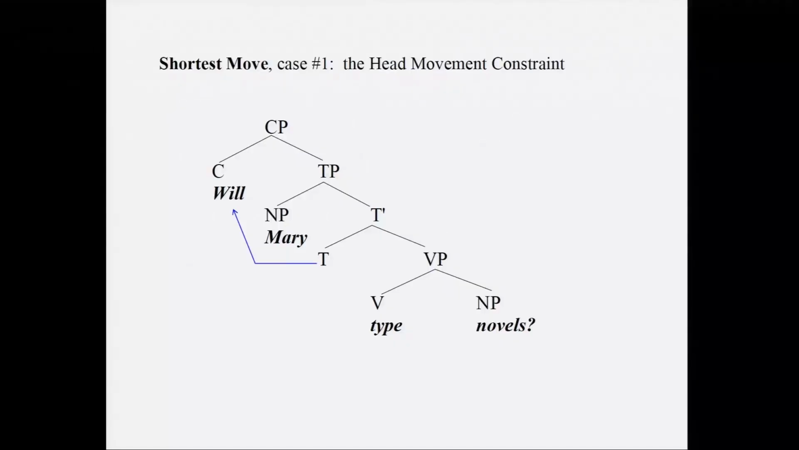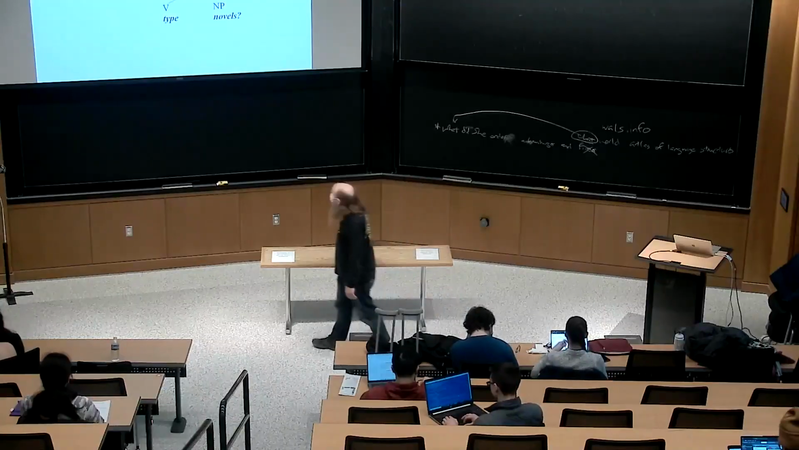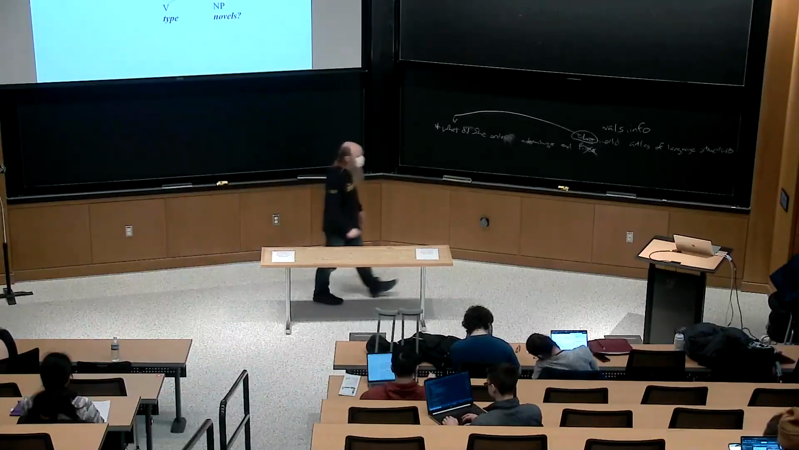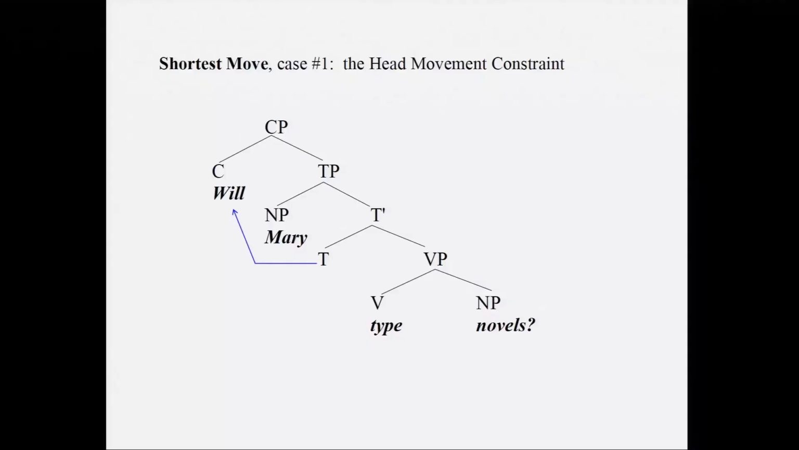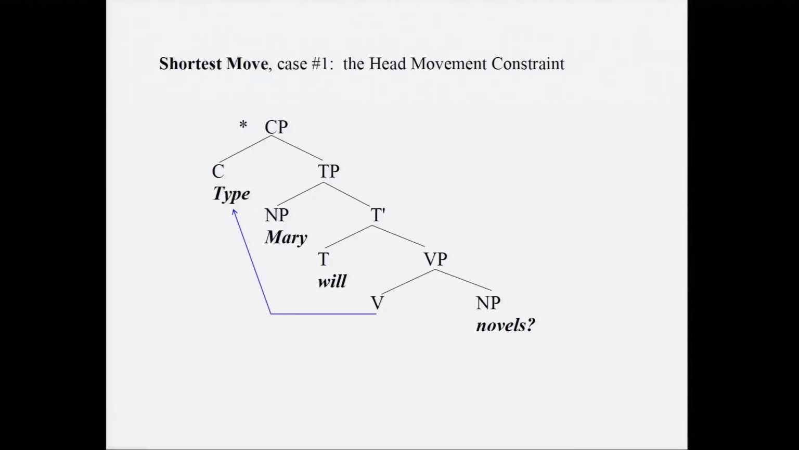The first example, which I showed you last time, was the head movement constraint. So you can move heads, but only over very short distances. English forms yes-no questions by moving T into C. So you can ask questions like, will Mary type novels, where you take what's in T, which is will, and move it into C. That's a way to form that kind of yes-no question. But you do not, in English or in any language, form yes-no questions by moving the verb into C past the auxiliary. So English can't ask questions like, type Mary will novels.